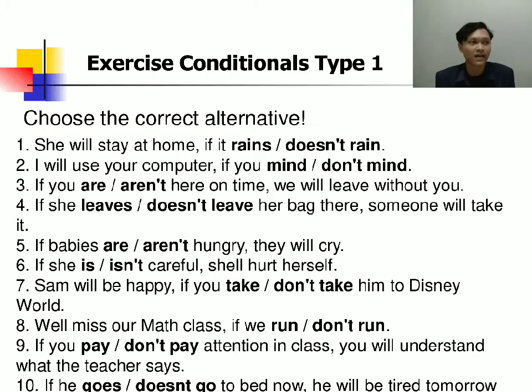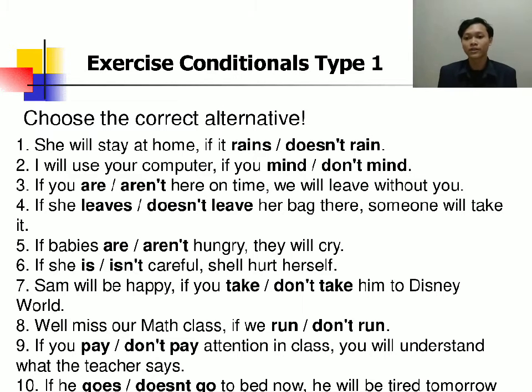Okay, now we will discuss it together. Choose the correct alternative. Number 1. She will stay at home if it rains or doesn't rain. Okay, right. She will stay at home if it rains. Because karena kalau hujan itu kita di rumahnya, kalau di luar rumah itu kehujanan ya, nanti sakit.